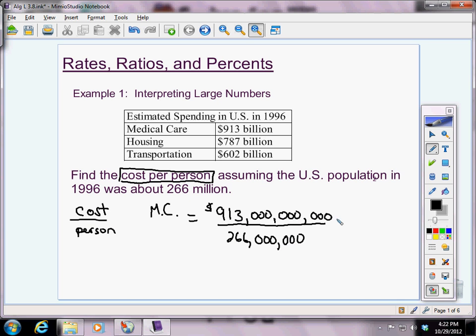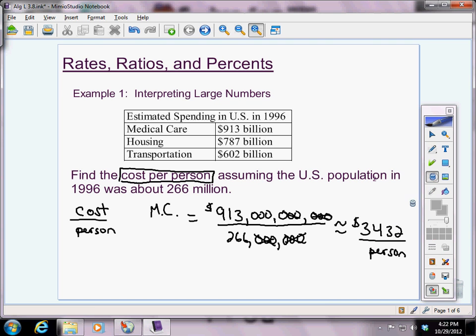Now if you were to type that into a calculator, remember we can cross out all the extra zeros. If you were to type in 913,000 divided by 266, you would get approximately $3,432 per person. That would be a unit rate. That's how much we're spending per one person. It makes a lot more sense than saying 913 billion per 266 million. We can relate more to this.